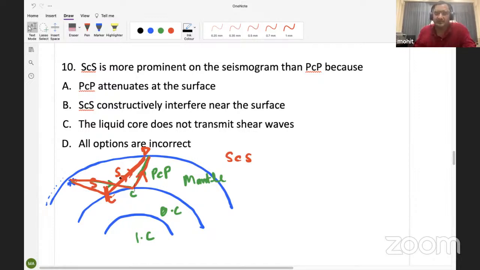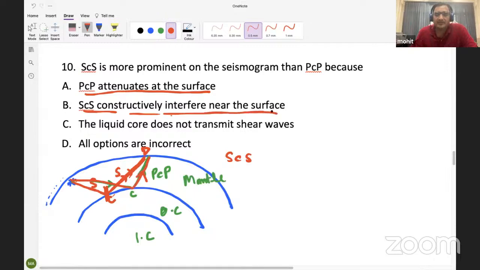So when you look at your options, PCP attenuates at the surface. This option is not correct. SCS constructively interfere near the surface. This option is also not the reason for the SCS waves to be prominent on the seismogram. Option C, the liquid core does not transmit shear wave. This option seems correct. So option number C should be correct.